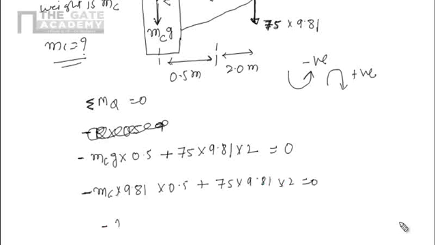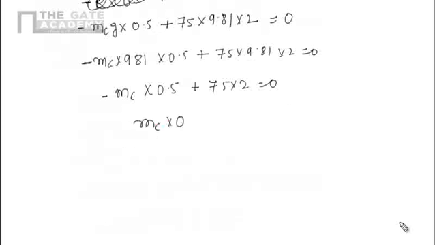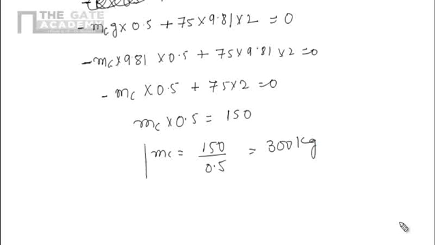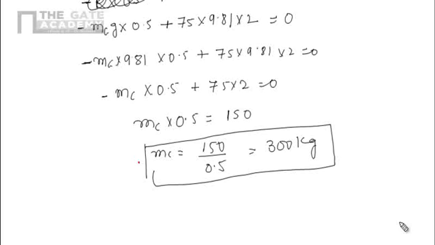If I further simplify, then I can write MC into 0.5 plus 75 into 2 equals to 0. So here I will get MC into 0.5 equals to 150. So MC will be 150 by 0.5 equals to 300 kg. So the correct answer for this problem is MC equals to 300 kg.